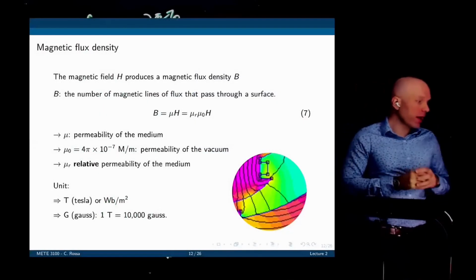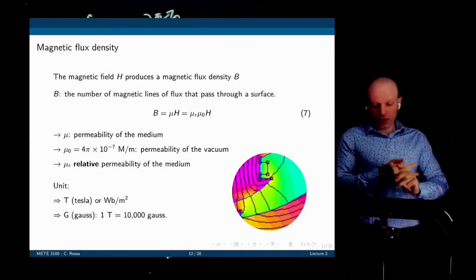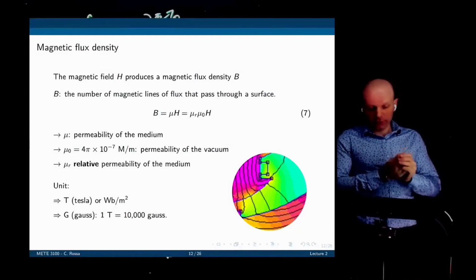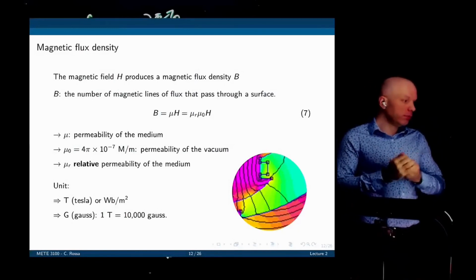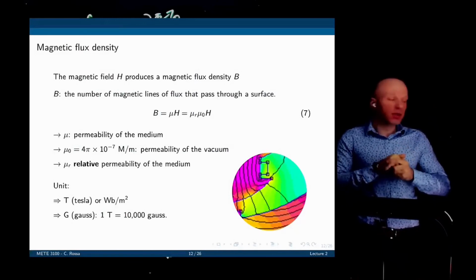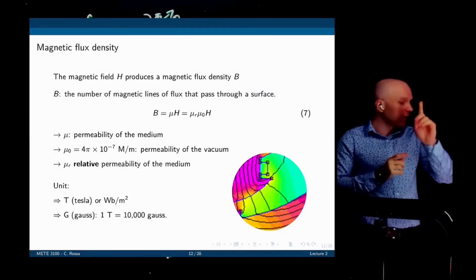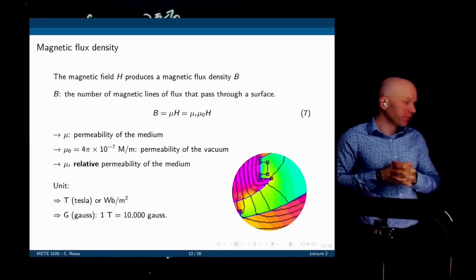Okay, so let's go back here. I need to define some other things. The first concept is the magnetic flux density, and that is called B. The magnetic flux density is basically the number, generally speaking, the number of magnetic flux lines passing through a surface.